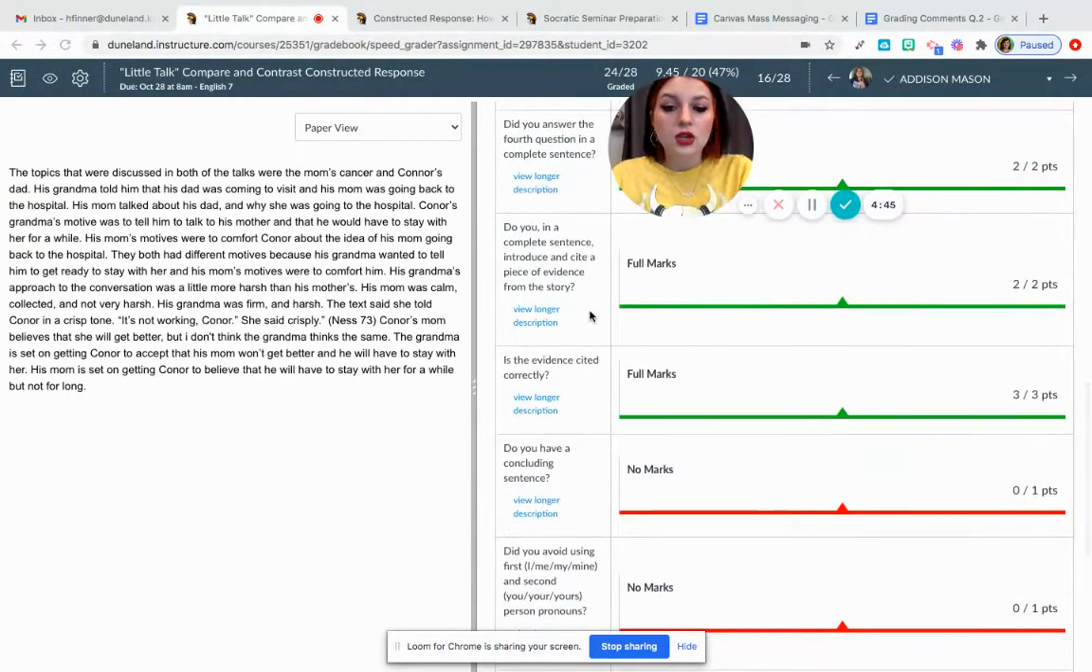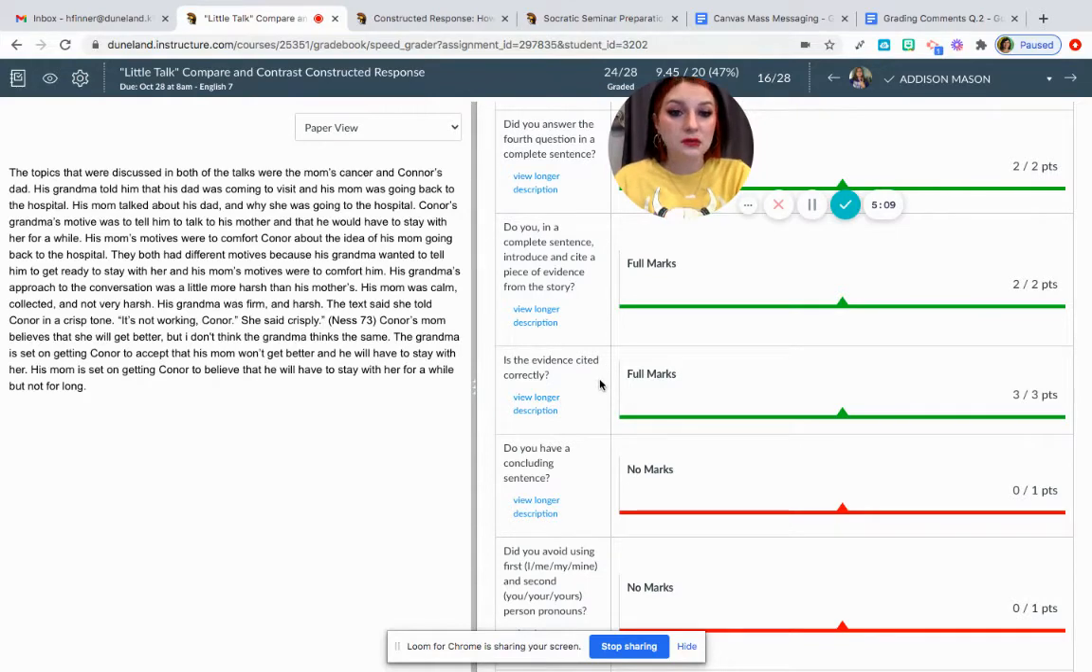The fourth, do you, in a complete sentence, introduce and cite a piece of evidence from the story? So again, I'm looking for like the text states or the author said or something like that to introduce the evidence. A lot of you miss that. Please, please, please, just really simply get in the habit of the text states, boom. And then is that evidence cited correctly? Again, we've been working with this for a long time.